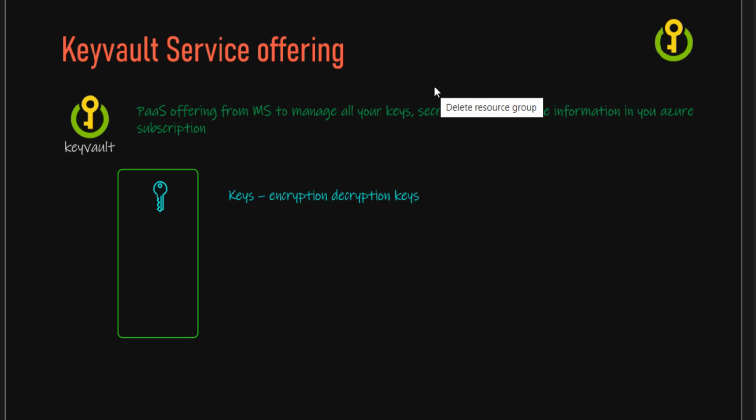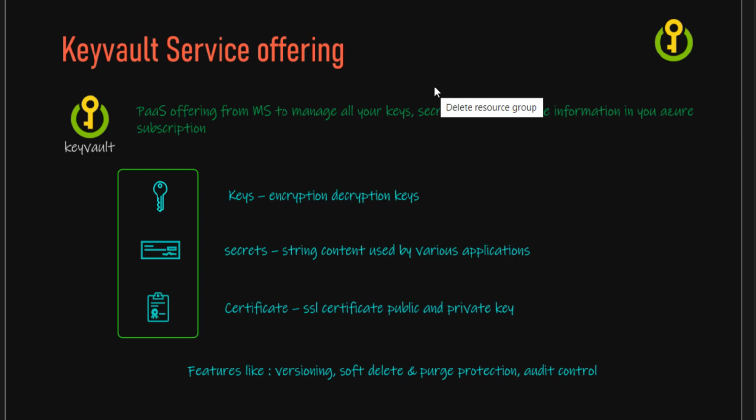Like I said, keys which you can use to perform encryption and decryption. For example, you may want to encrypt or decrypt the virtual machine data disk or the operating system disk with the help of encryption decryption keys. You may want to store some connection string or sensitive information which is in plain text. You want to store it somewhere, so you can utilize the secrets of the Keyvault. And then there is certificate information like the SSL certificate which has your public and private key, which you can store in the Keyvault as well.